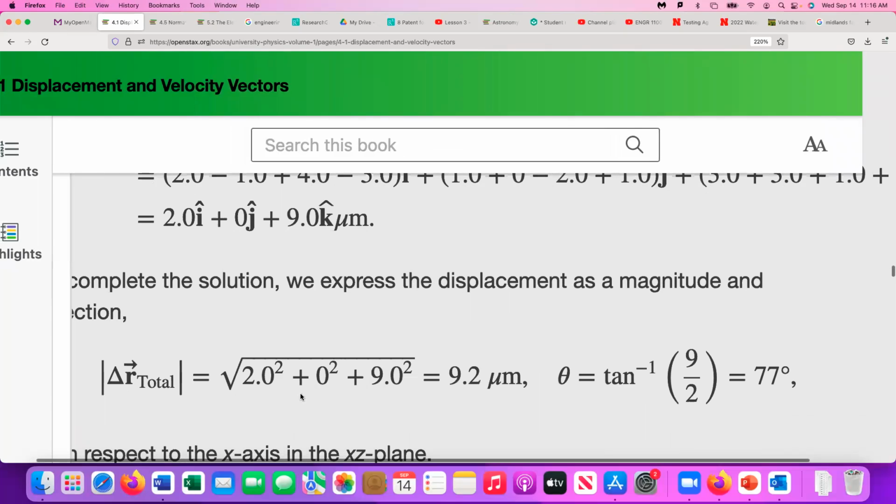To find the magnitude of that, you just use the Pythagorean theorem. Doesn't matter if it's three dimensions. The Pythagorean theorem still works the same way. You take the square of each of the components' magnitudes, add them together, you take the square root, that's your magnitude.